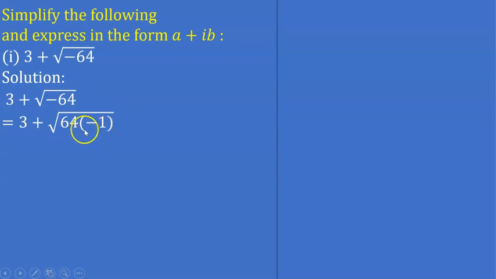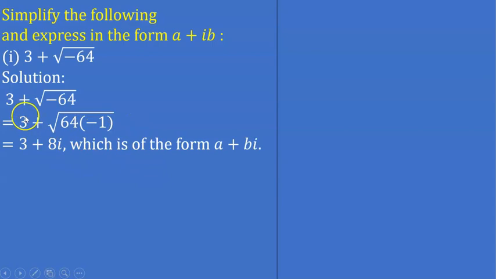Minus 1 is i square. So root of 64 is 8 and root of minus 1 is i, and hence we can write the complex number 3 plus root of minus 64 as 3 plus 8i, which is of the form a plus ib. Here the real part is 3 and the imaginary part is 8.